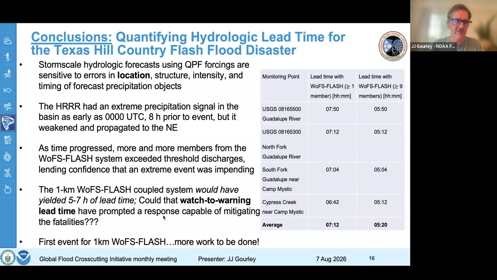But in the case of Warn-on-Forecast, it's actually doing a DA every 15 minutes. So if you get that surprise thunderstorm that pops up, it's assimilating radar data. It's going to see it and say, oh, I've got echo, I've got velocity, I've got winds. Everything is going to be thrown into the model, and it's going to quickly adapt and catch on to that.